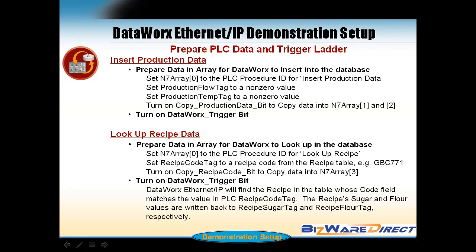The production flow tag and production temp tag should both be set to non-zero values. Then we will turn on the copy production data bit and copy the production flow and production temp tag values into array position 1 and 2 in the N7 array. At that point we will be ready to turn on the DataWorx trigger bit. The DataWorx message command will trigger.